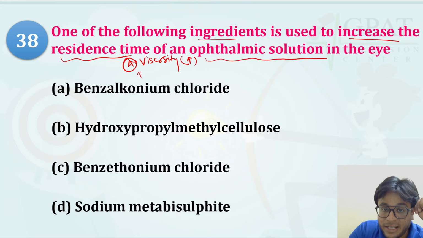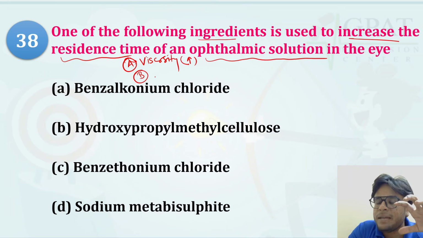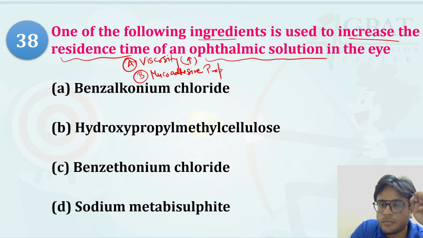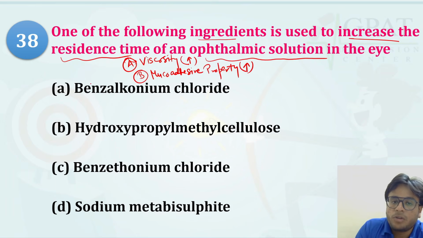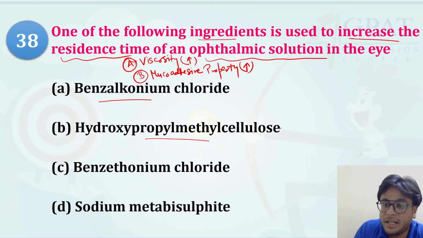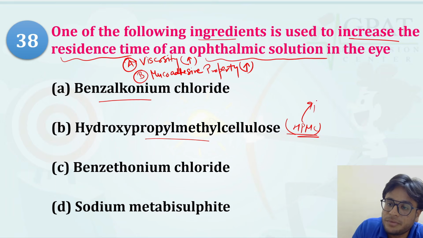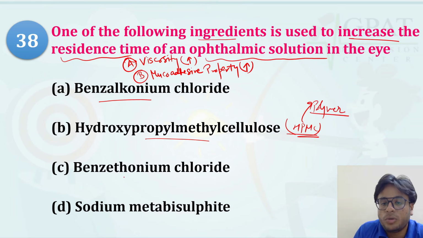And the second thing, it has been producing or mainly increasing the residence time, is its mucoadhesive property. Mucoadhesive property is also going to be increased. So option A is benzalkonium chloride, option B is hydroxypropyl methyl cellulose, that is HPMC, a kind of polymer. Option C is benzalkonium chloride, and option D is sodium metabisulfite.